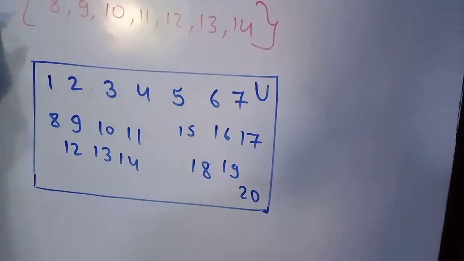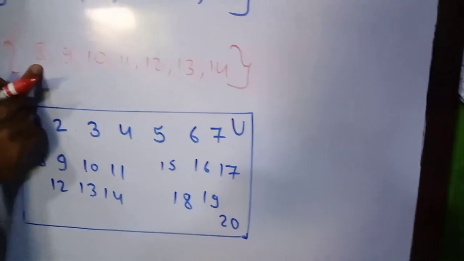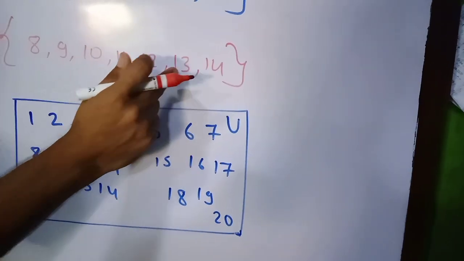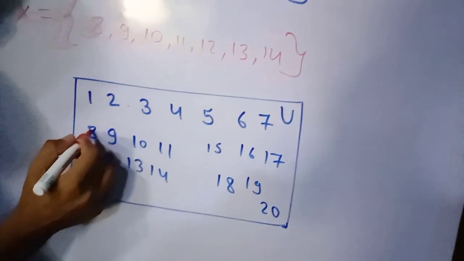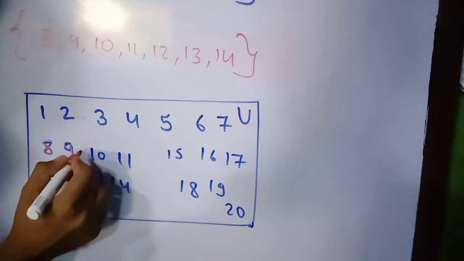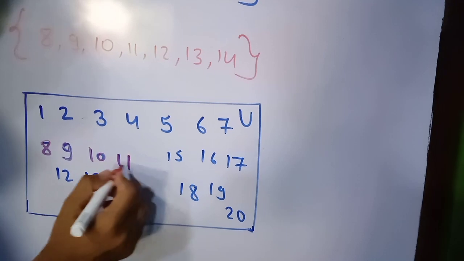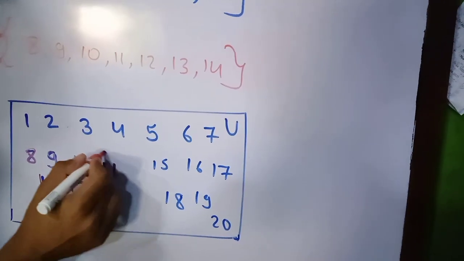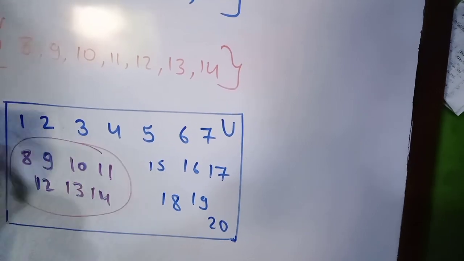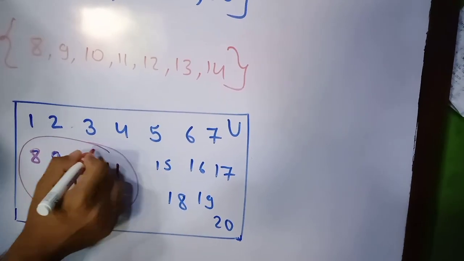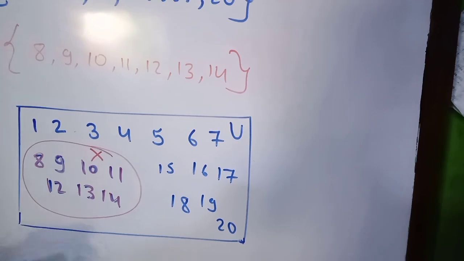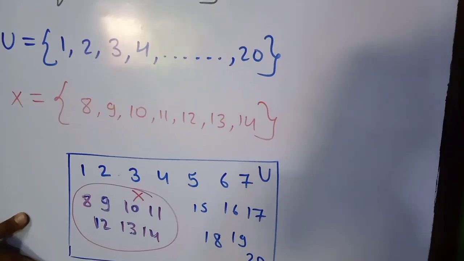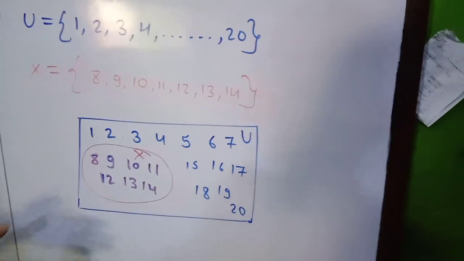Now we have to write X, which is 8, 9, 10, 11, 12, 13, 14. Can we show this by an oval? So this is the set X. This way we can show our given statement by using the Venn diagram.